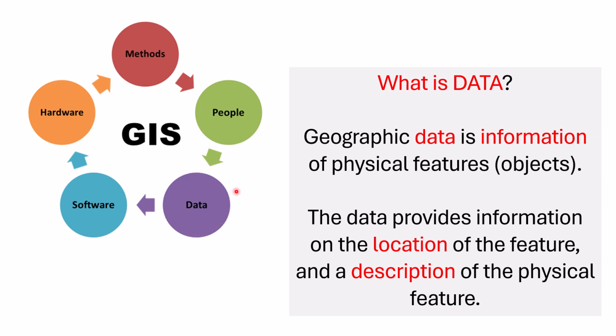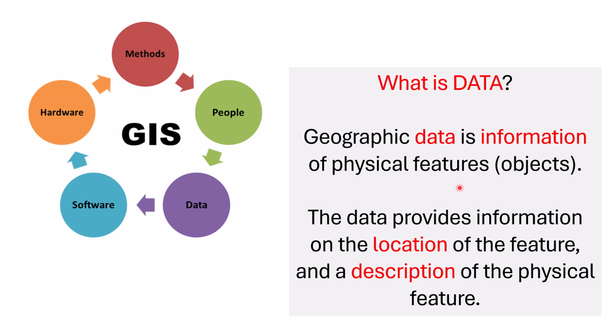In the context of the GIS, we are looking specifically at geographic data, and geographic data is any information on physical features or physical objects. The data often provides information on the location of a feature, in other words, where something is found, as well as a description of such a feature. So just bear in mind that reference will be made to geographical features or geographical objects.